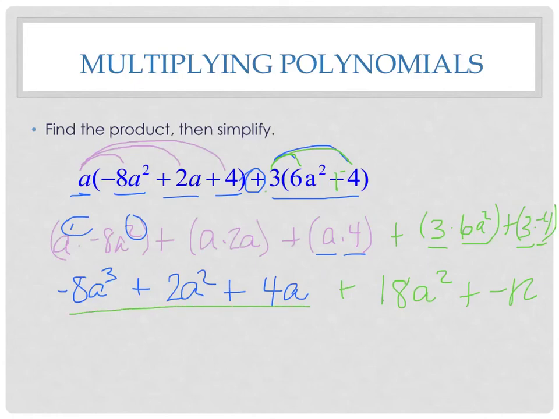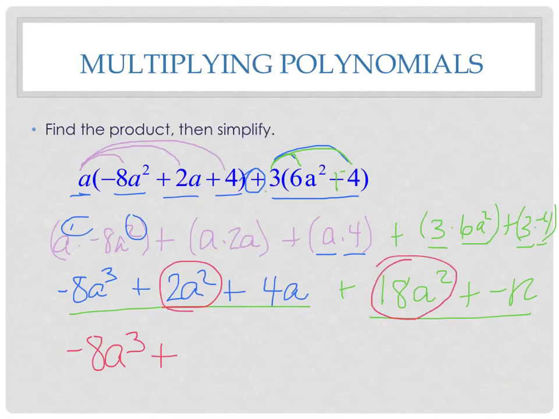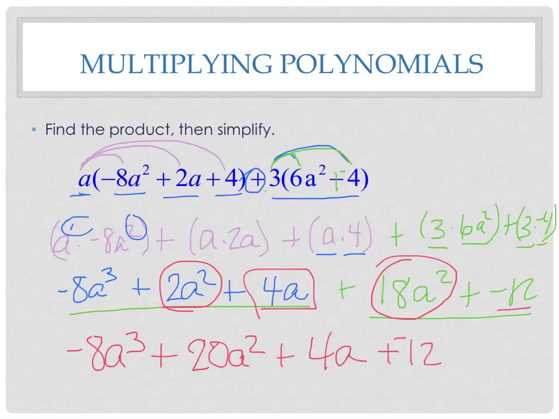So now what I'm going to do is add these all together. I'm going to take this trinomial and add it to this binomial, and I'm going to look for common terms. First thing I'm going to look at is the negative 8a cubed, and I don't see any other a cubed terms, so I'm going to leave that as negative 8a cubed, plus 2a squared and 18a squared I can combine because they're both a squared terms. So that's going to be 20a squared, plus I have 4a here and nothing else to combine it with, so that's 4a. And then finally I have minus 12, or plus a negative 12, in my last term.